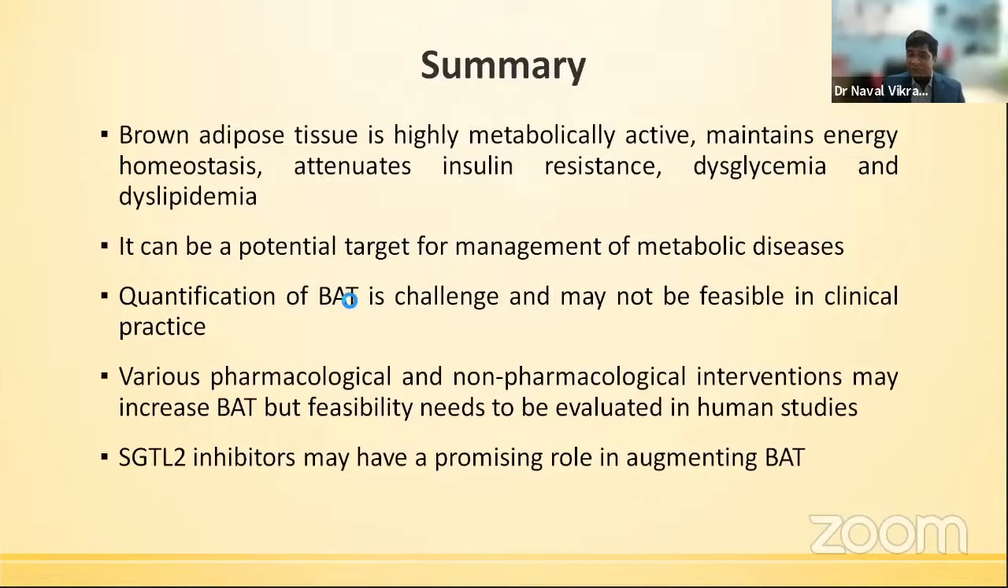Quantification of brown adipose tissue is again a challenge. It's not feasible in clinical practice. It may be possible only in advanced research centers that have facilities like functional MRI or different forms of MRI. The various pharmacological and non-pharmacological interventions may increase the VAT, but feasibility needs to be evaluated in studies. Again, SGLT2 inhibitors may show some promise here.